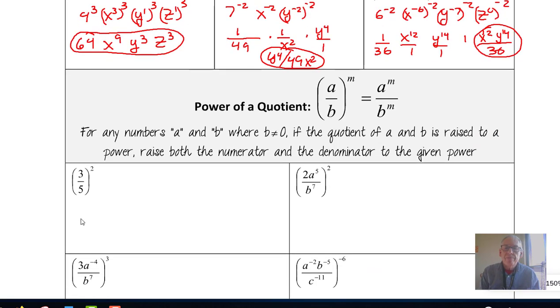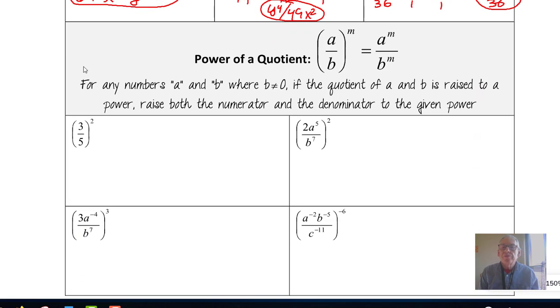Let's move on. Power of a quotient. This exponent gets distributed over everything in the fraction, and then we can simplify from there. So literally this means 3 squared over 5 squared, which gives us 9 over 25.